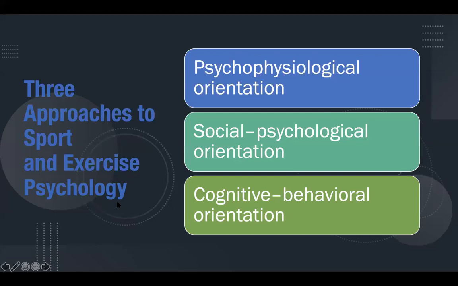So we're going to get into a conversation of the three approaches of sport and exercise psychology. These approaches are the psychophysiological orientation approach, the social psychological orientation approach, and the cognitive behavioral orientation approach. We'll talk a little more about these today, but also a lot more as we go on through the semester.